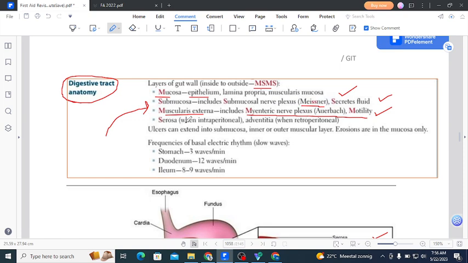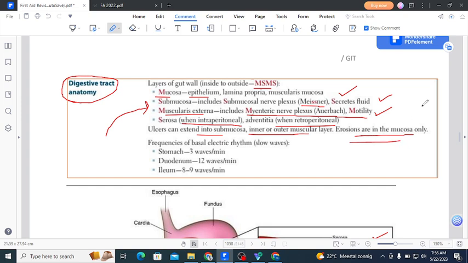Serosa when intraperitoneal, and adventitia when retroperitoneal. So all the structures which are intraperitoneal, like the spleen, like the first part of the duodenum, the outermost covering is called serosa. And for all the structures which are retroperitoneal, like the ascending and the descending colon, the outermost structure is called adventitia.